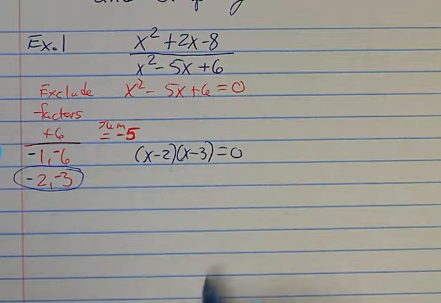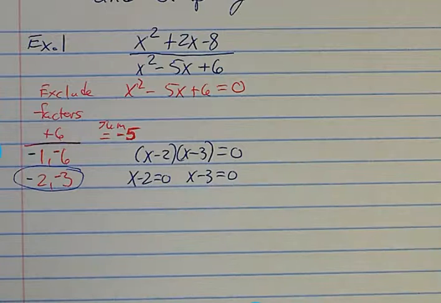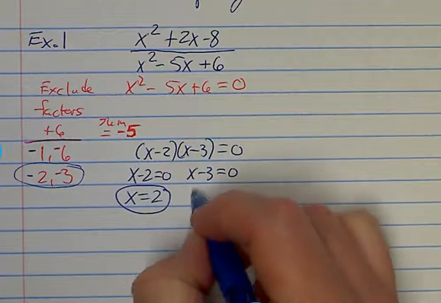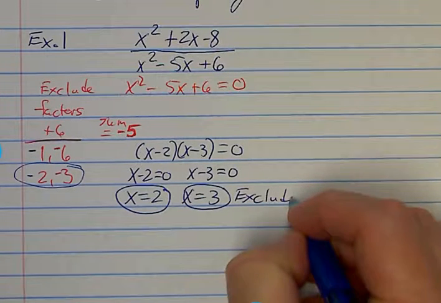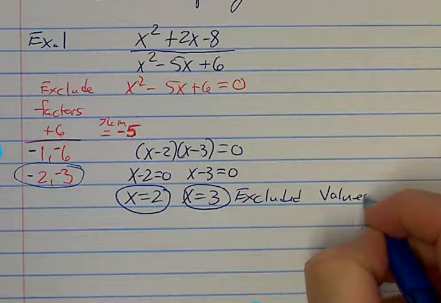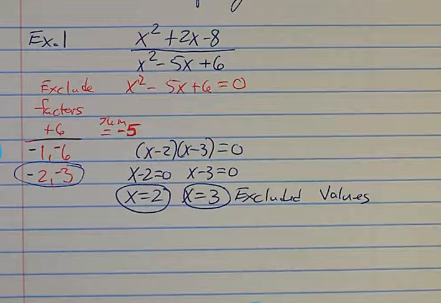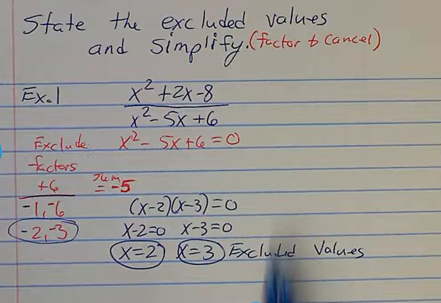So we've got x minus 2 and x minus 3 equal to 0. And then solving those, just change the sign. So x would equal positive 2 and x would equal positive 3. And again, that's our excluded values. Now, that was part A. We've stated the excluded values, so we've got this part done.